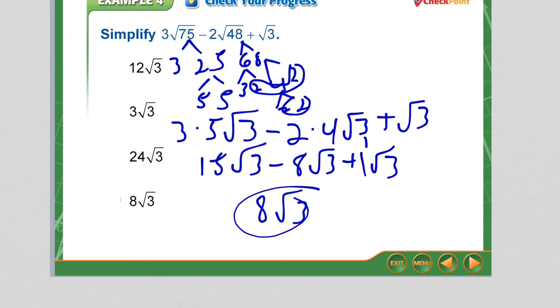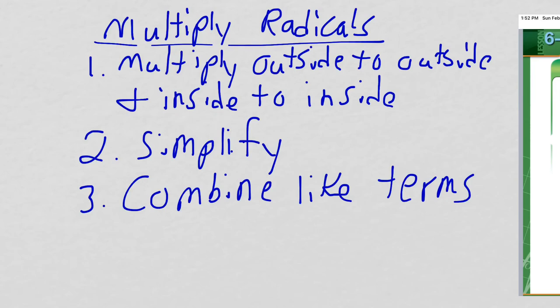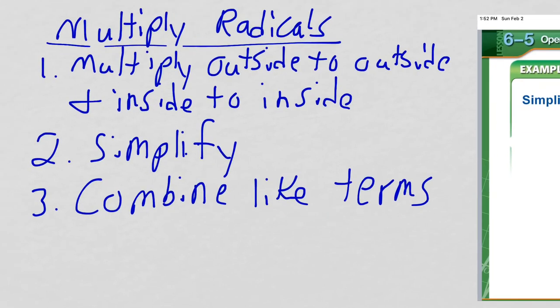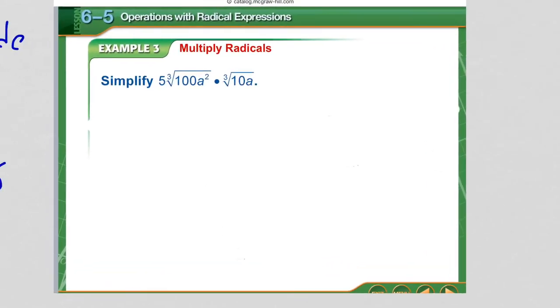So let's go ahead and talk about, well, how do we multiply? When we multiply, we talked about this briefly once before. You take your outside number times your outside number, and your inside times the inside. Then you're going to simplify. So again, take your socks out of the dryer, and then if there's any like terms after you've simplified, you're going to go ahead and combine them.